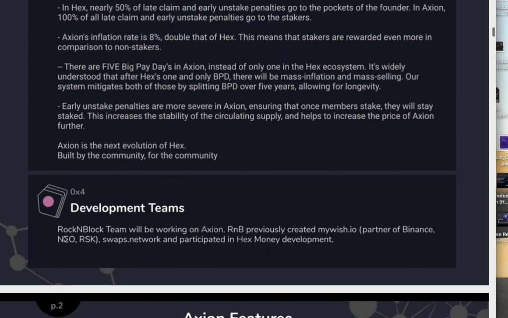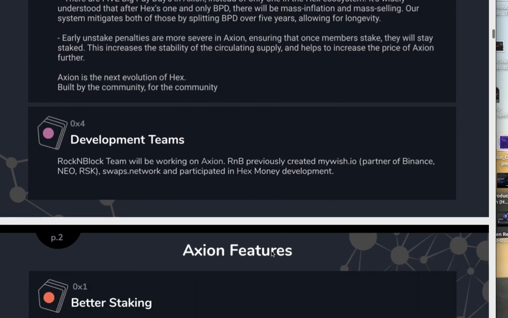All right, so the development team, Rock and Block, will be working on Axion, so now you know who the developers are. Rock and Block, R&B, previously created mywish.io, which is really great. If you haven't been on that, you can set up your own smart contracts. It's really quite neat. Partner of Binance, Neo RSE, Swapsnet Network, and participated in HEX money development.